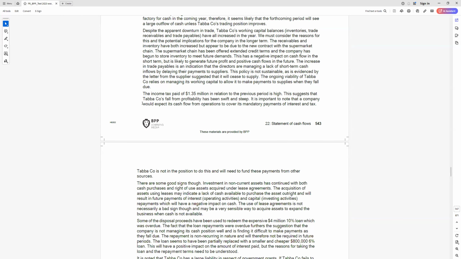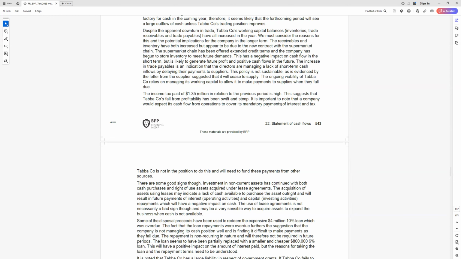The next one, they say the income tax paid of 1.3 million in relation to the previous period is high. As we discussed before, any income tax we pay this year is relevant to last year. This suggests that T Co's fall in profitability has been swift and steep. That means if the tax paid was 1.3 million, this year the tax liability is only 100,000, not even a million. That means the profit is reduced a lot, because the tax is calculated based on the profit.